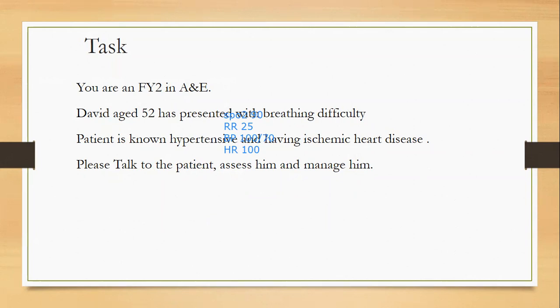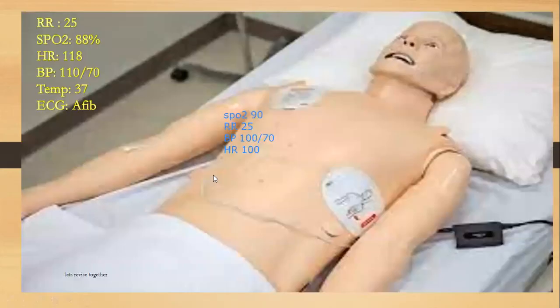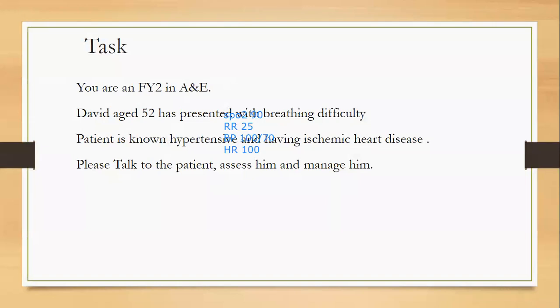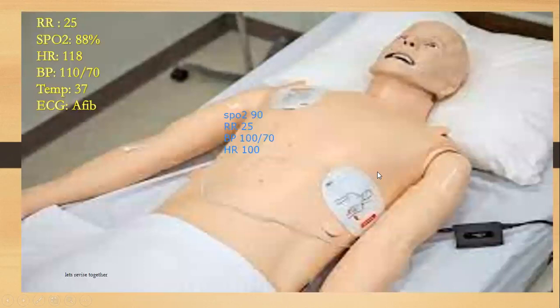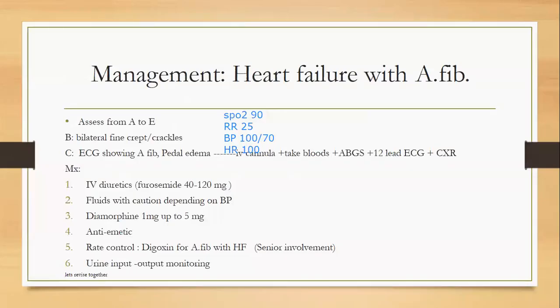When you went inside the cubicle and saw the patient, he was a Simman, right? Simman is not a machine. You have to assume that he is a patient. Can you read your task here? Please talk to the patient, assess him, and manage him. When you went inside, you said my patient is lying on the bed, and the vitals are respiratory rate this, SpO2 this, heart rate this, and you did not talk to your patient in the beginning. Later on, in the middle of the station, after doing your A to E, you started talking to me, right? Yes, I forgot to talk to the Simman.